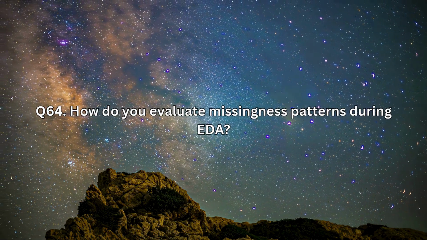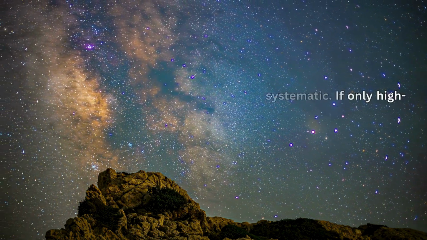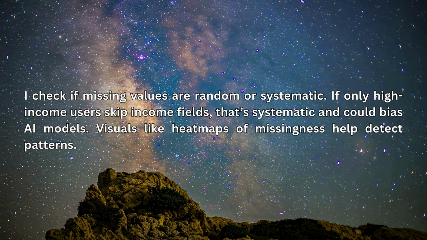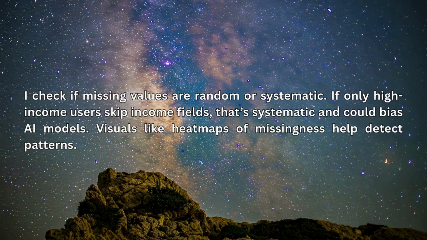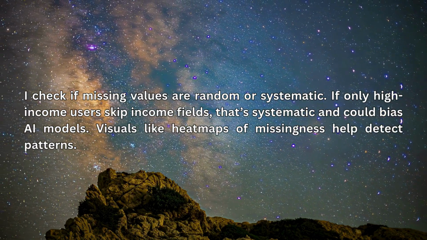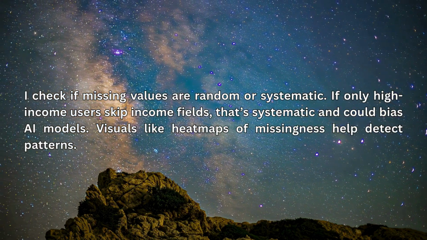How do you evaluate missingness patterns during EDA? I check if missing values are random or systematic. If only high-income users skip income fields, that's systematic and could bias AI models. Visuals like heat maps of missingness help detect patterns.